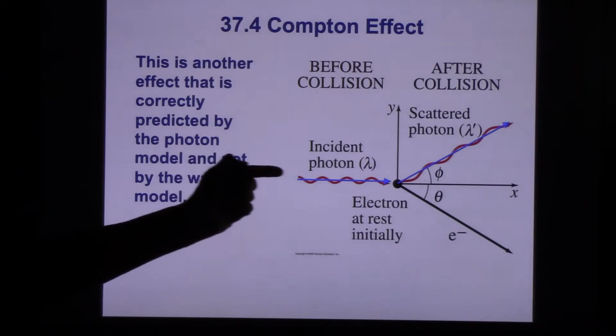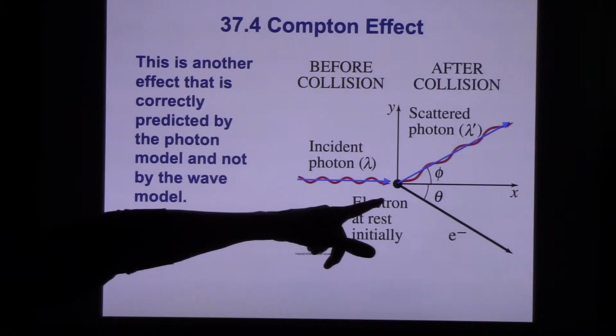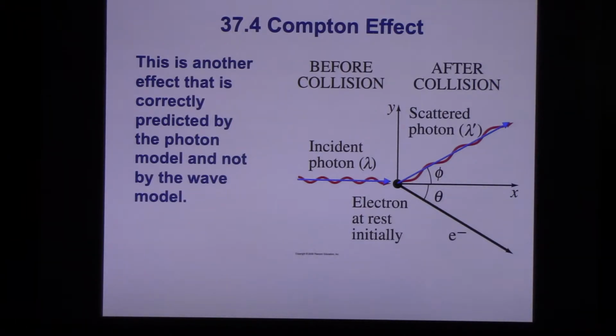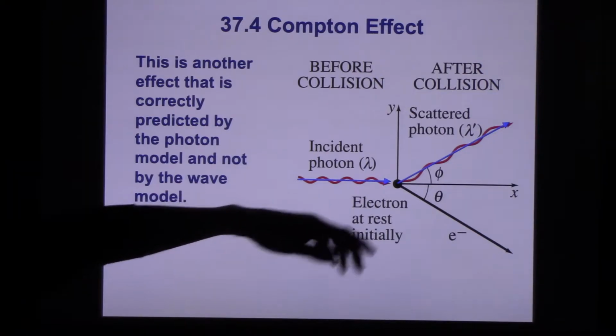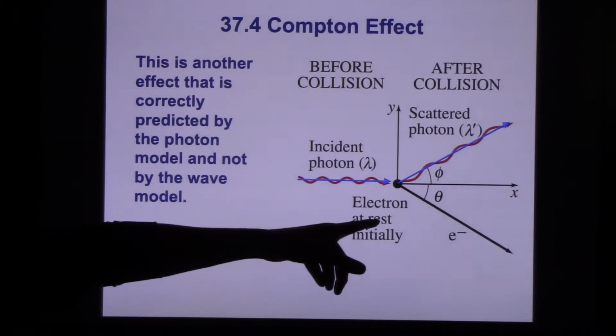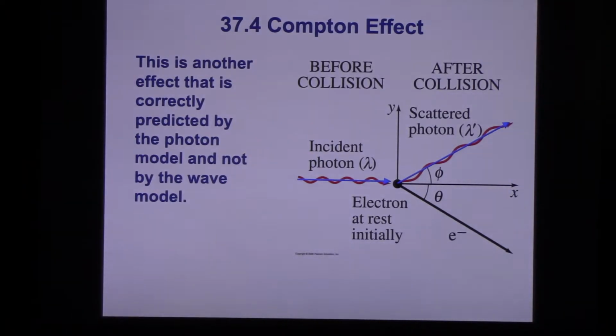So here's a photon coming in, and here's an electron essentially at rest. If the photon reacts with the electron, if there's an interaction that takes place, then the possibility is that the photon could bounce off in some direction. During that process, energy is going to be transferred to the electron. So the electron would experience a force, and the electron is going to bounce off in some other direction.